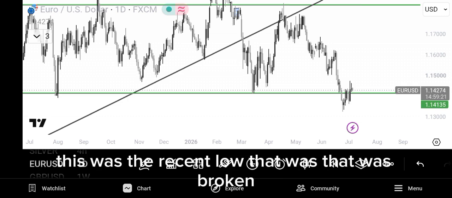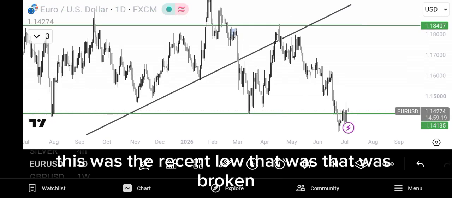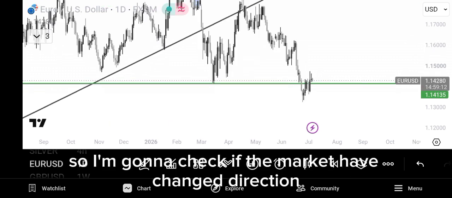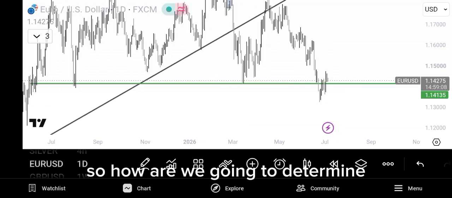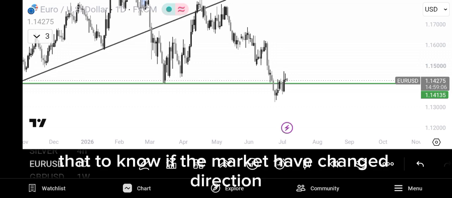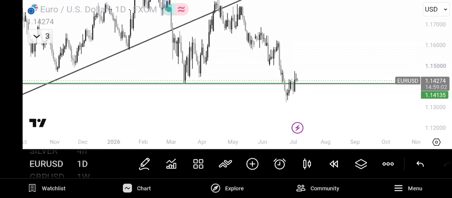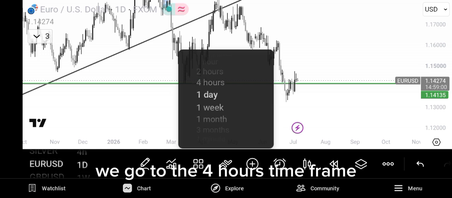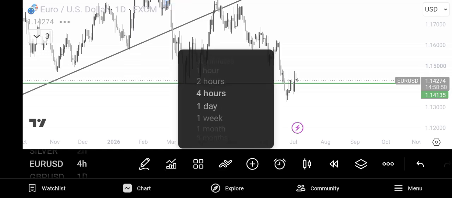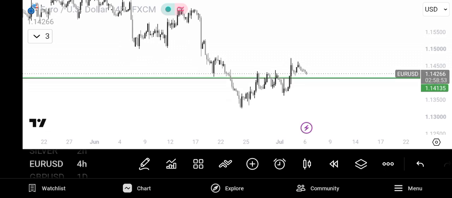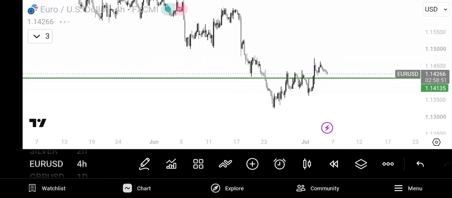Now the next thing we're going to do, we're going to check. This was the recent low that was broken. Now the market went up again. So we're going to check if the market has changed direction. So how are we going to determine that? We go to the 4 hours time frame. We're in the 4 hours time frame.